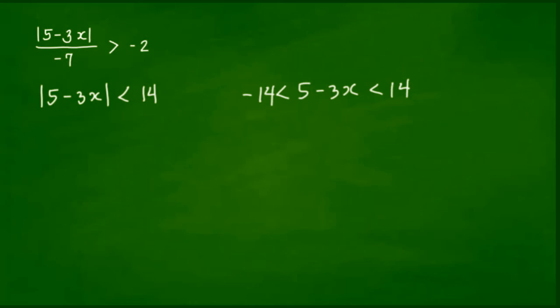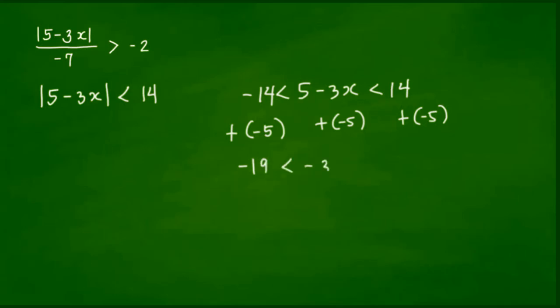Now we can solve this. Next, we get off the positive 5 in the middle by adding negative 5 to all sides of this inequality. You have here plus negative 5, plus negative 5, plus negative 5, and this will give us negative 19 less than negative 3x, and then less than, you have here positive 9.